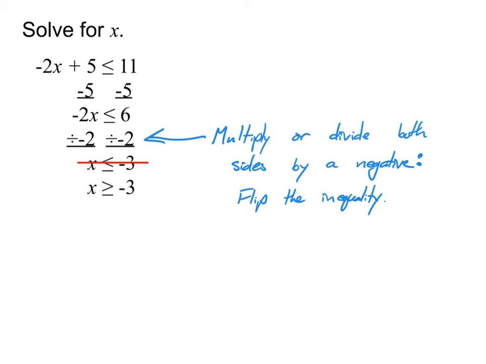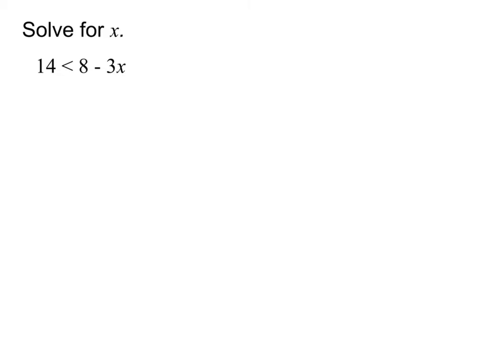So with that rule in mind, let's work just one more example here. Here we have a new inequality: 14 is less than 8 minus 3x. Let's go ahead and solve. Remember, we can basically treat it just as a regular old equation. The only thing we have to remember is that if I end up multiplying or dividing both sides by a negative, I'm going to have to flip that inequality symbol. But the rest, nothing else is different.